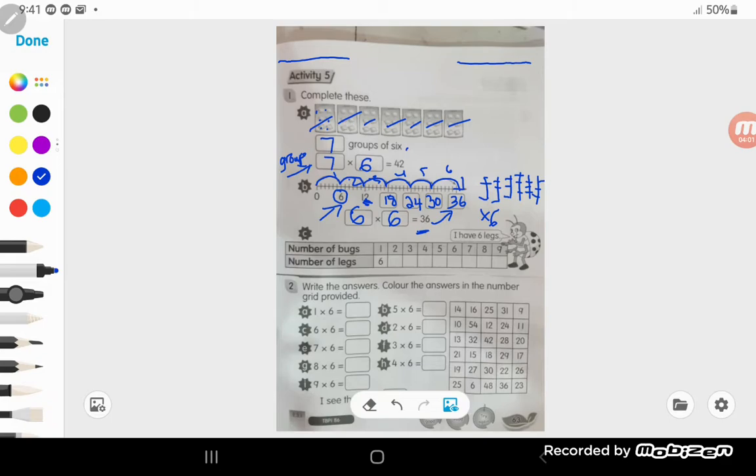Times 6, darab a 6. So here you have times 6. Because this one is times 6, this one is about sifat 6. 1 times 6 is 6. 2 times 6 is 12. 3 times 6 is 18. 4 times 6 is 24. 5 times 6 is 30. 6 times 6 is 36. 7 times 6 is 42. 8 times 6 is 48. 9 times 6 is 54.